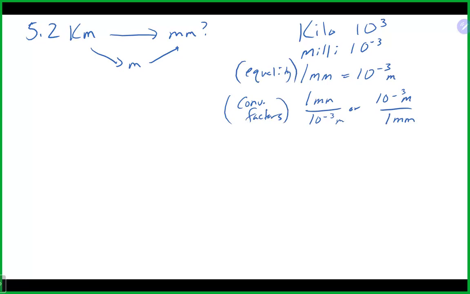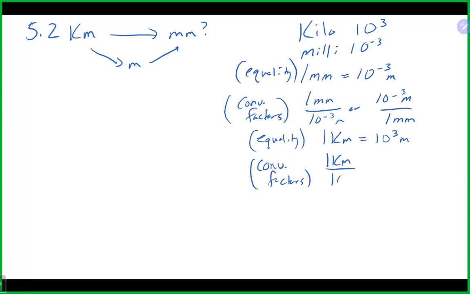And obviously for kilo, we could do the same thing. That would mean for our equality for kilo, in 1 kilometer, there is 10 to the 3 meters, giving us, again, 2 possible conversion factors: 1 kilometer over 10 to the 3 meters, or 10 to the 3 meters over 1 kilometer. First off, any questions on where I got all that from?